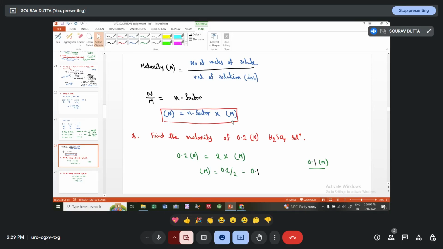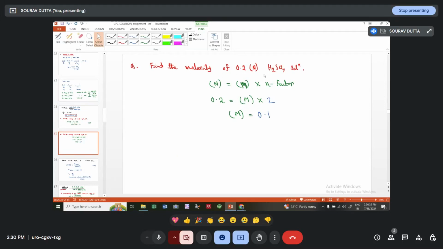If someone asks which will be greater, normality or molarity, that depends on the n factor. If the n factor is 1, normality equals molarity. If the n factor is greater than 1, normality equals 2 into molarity, or 3 into molarity, so normality is greater than molarity. Depending on the value of the n factor, normality can be equal to or greater than molarity.